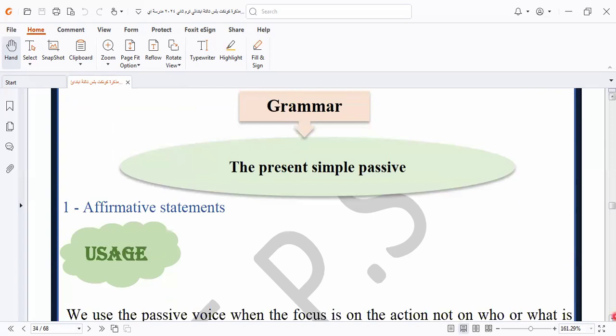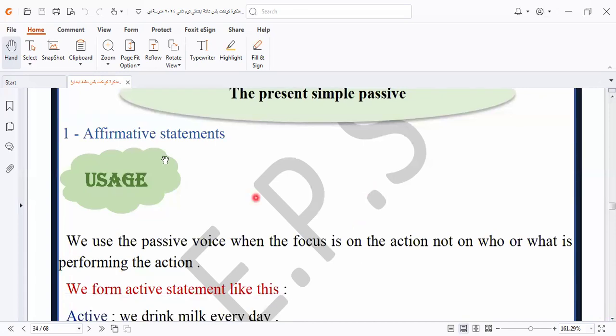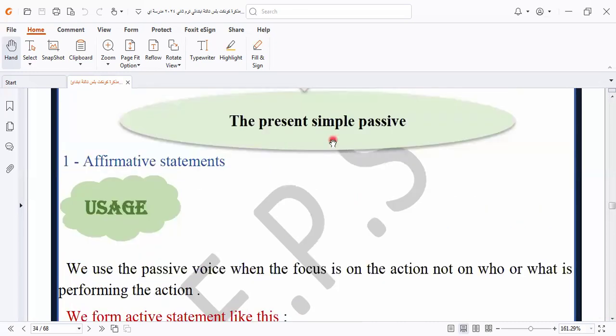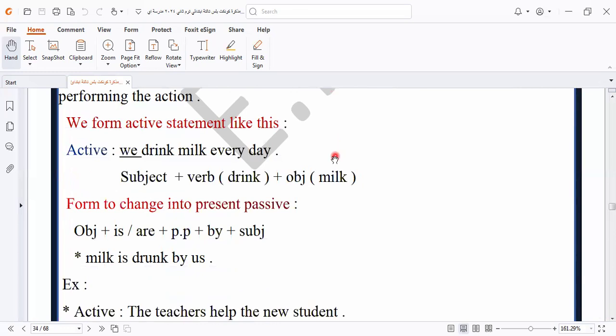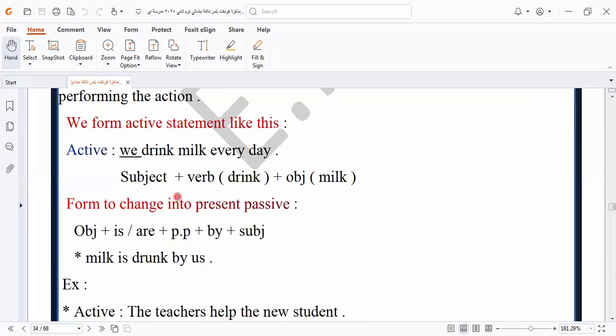Here we talk about a lesson. I think it's not difficult. It's more difficult than things we talked about before. Here is the affirmative statement of the passive voice. What is the passive voice? Passive voice is called المبني للمجهول in Arabic. But here in English, it is when we don't know who did something. Okay, let's study this example and learn about this lesson.